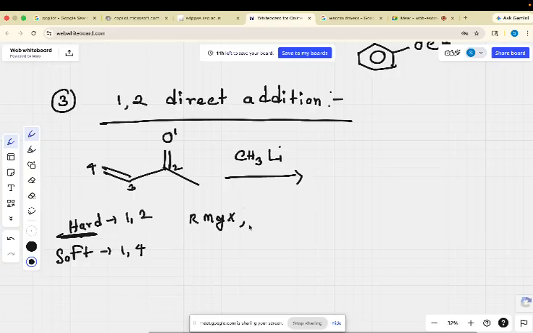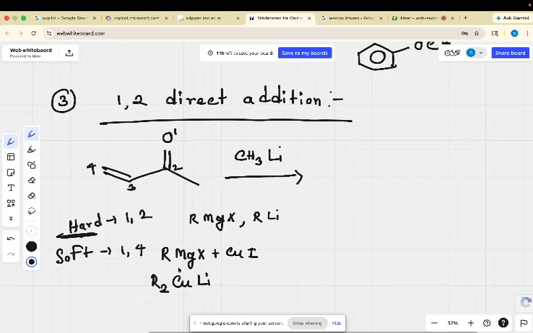Okay, RMgX. Suppose you have alkyl lithium. These are basically your hard reagents. What is a soft reagent? Suppose you have Gilman reagent, so RMgX plus CuI, or Gilman reagent R2CuLi. These are basically your soft reagents, copper containing.